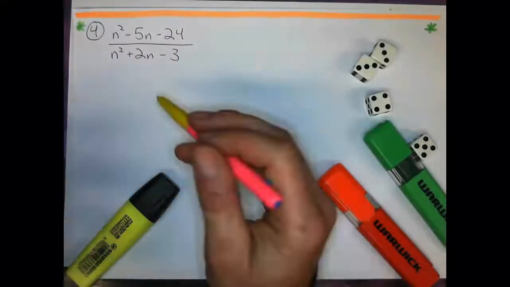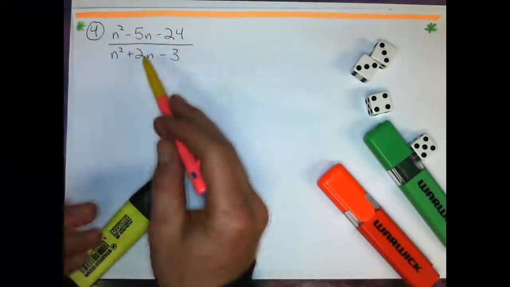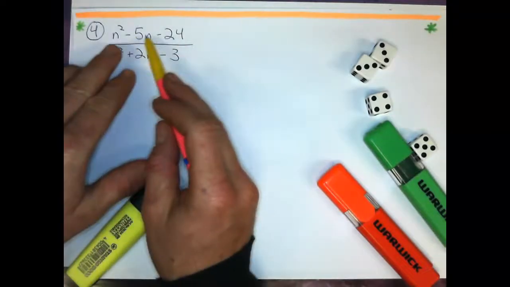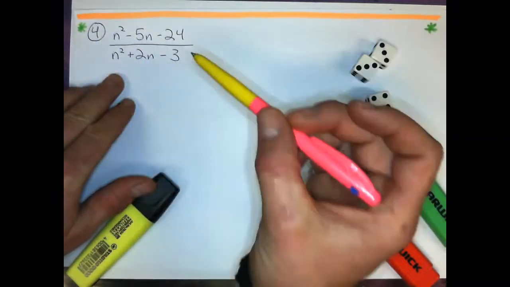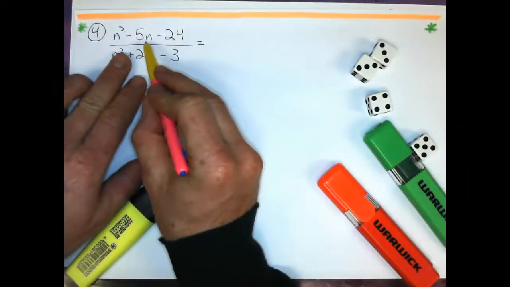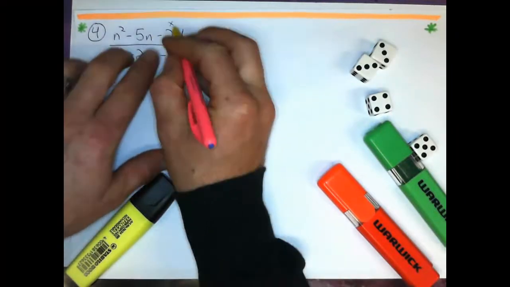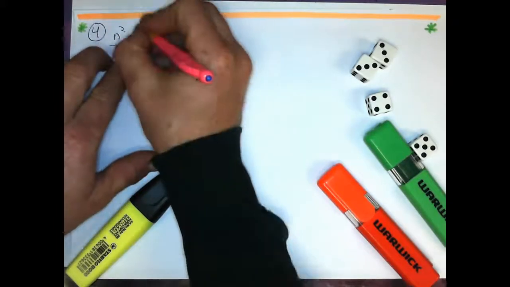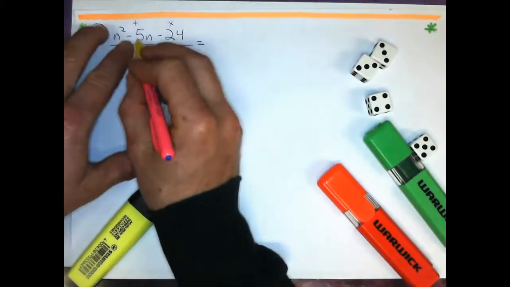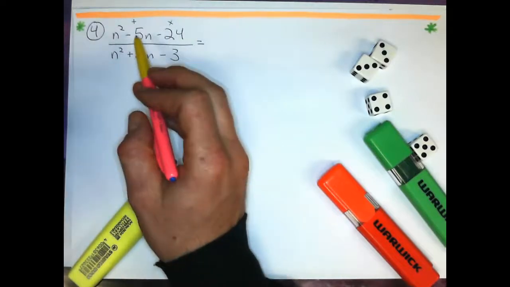Okay, next example, factorizing this, and I've got 2 quadratics that I need to factorize. So no common factors going on anywhere in the picture yet. So I look at the top part, and I factorize that, and I say, what 2 numbers multiply to get negative 24 and add to get negative 5? So 2 numbers whose product is negative 24 and whose sum is negative 5.